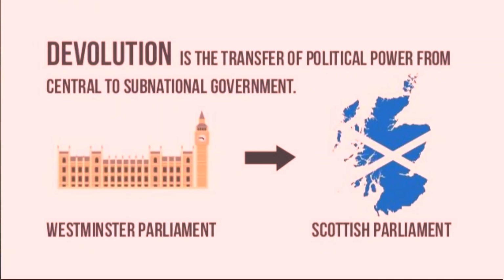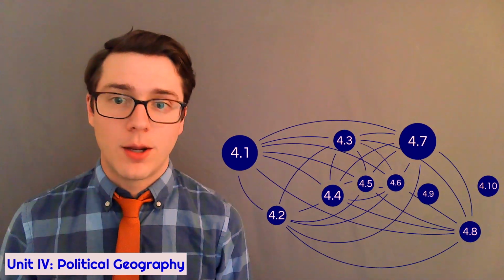And here's a graphic to help you understand it. Devolution is the transfer of political power from central to sub-national government. You can see if the parliament in the UK lost power and went to Scottish parliament, that's an example of devolution. So that is it on today's lesson on political processes.